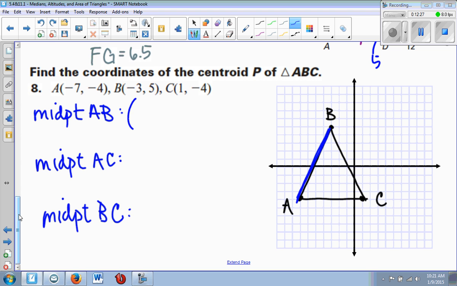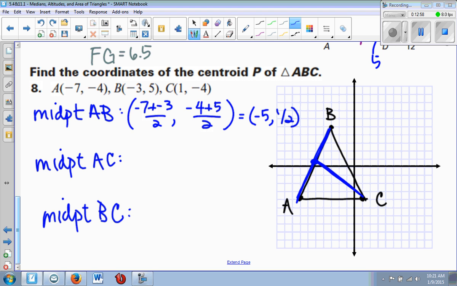Midpoint formula says add the x's together, divide by 2, add the y's together, divide by 2, and that's going to give you a new coordinate point. So simplifying that, it's going to give me -5 as the x and 1/2 as the y. So I have a midpoint at 1, 2, 3, 4, 5 to the left and up 1/2. So I'm about here, and I can draw a line from C to that point. So there's the median from C to point D, we'll say.